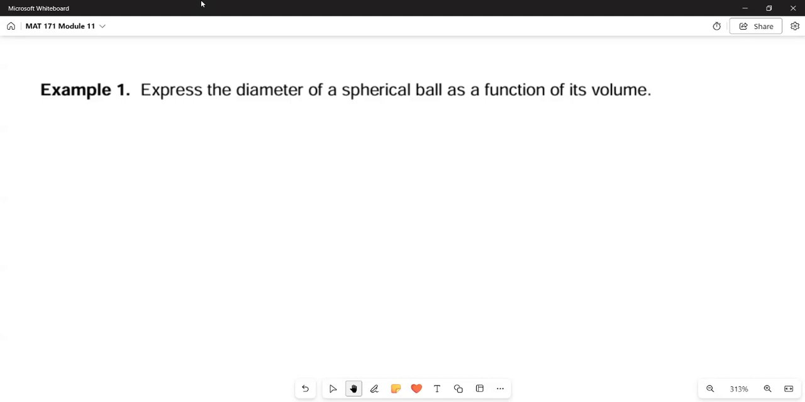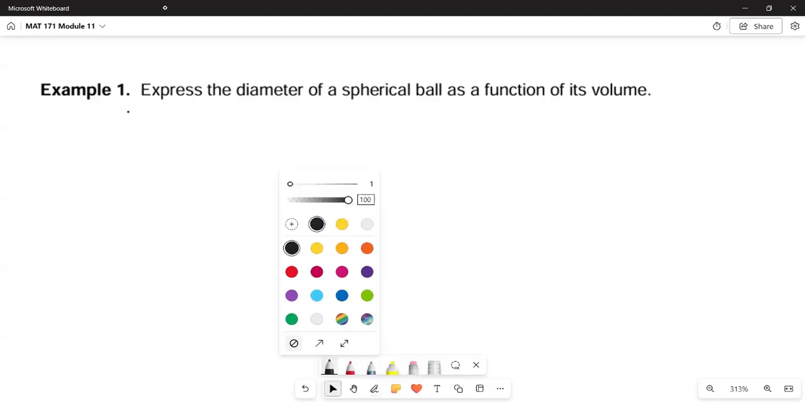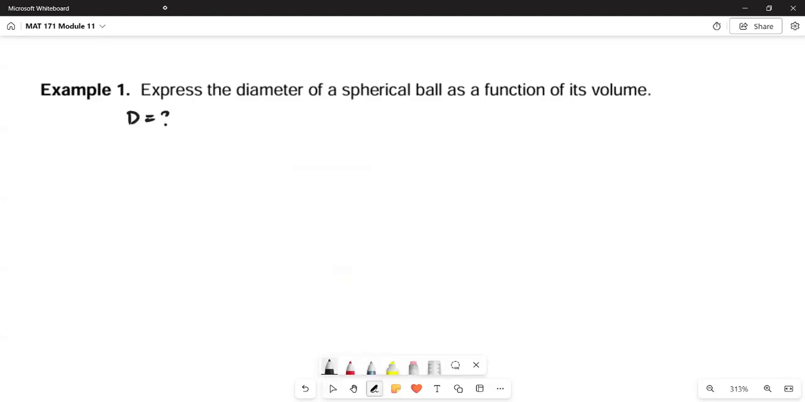So first, it says identify what the unknowns are, what the given quantities are, and what the given condition is. So the unknown is the diameter, as a function of its volume. So the diameter is the unknown, the one missing, as a function of volume. And then given quantities, there are no given quantities. But it was stated that it is a spherical ball. Okay? So what is the volume of a spherical ball?